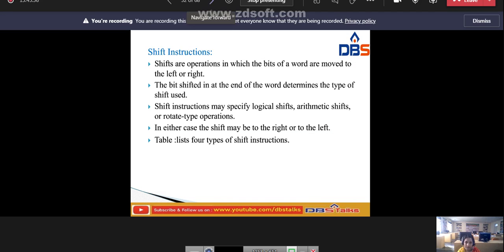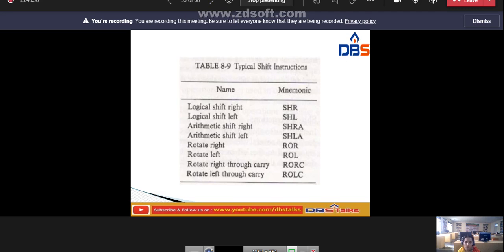So I have the table. In this table, we have the logical shift right. Logical shift right inserts 0 into the end bit position. The end position is the leftmost bit position for shift right, and the rightmost bit position for shift left. The arithmetic shift usually conforms to the rules for signed 2's complement numbers.